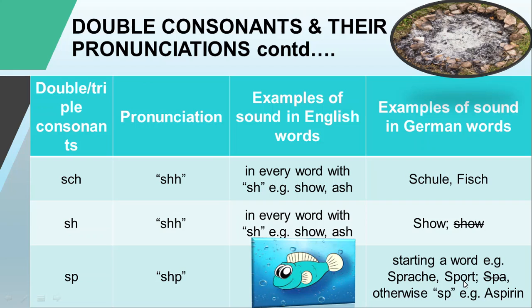However, do note that when S and P come together in a German word which has been taken from the English language, as in the example here, Spa, the sp sound is kept and it's not pronounced as shpa, only spa. Also, otherwise, when S and P come together inside German words, not at the beginning, then the sp sound is kept, as in the example here, Aspirin.